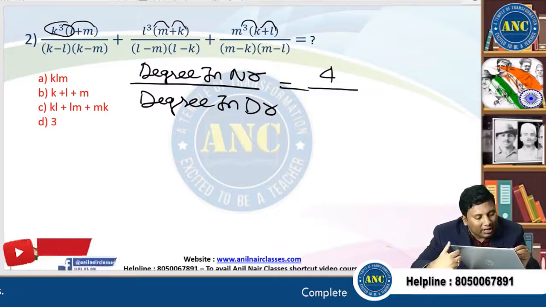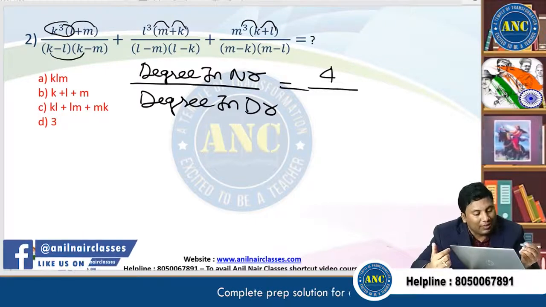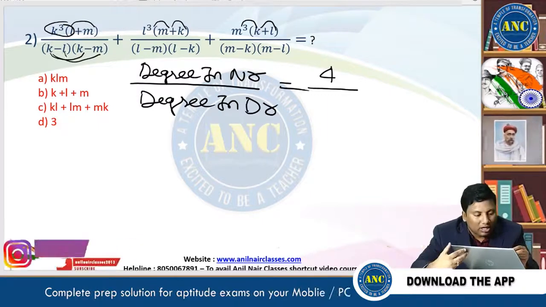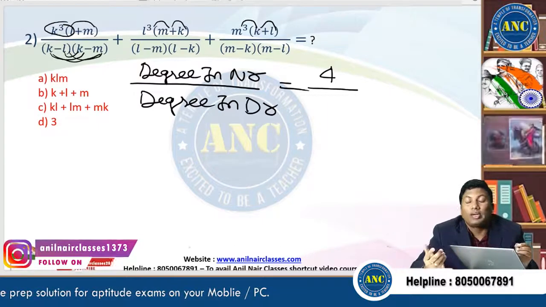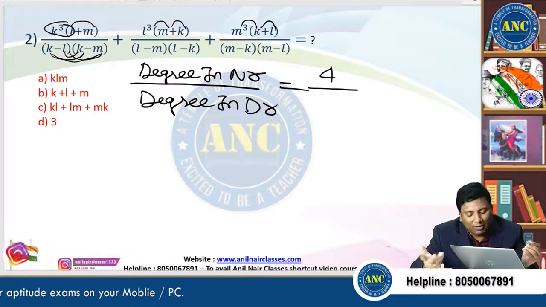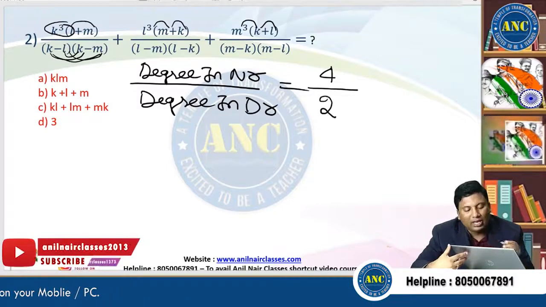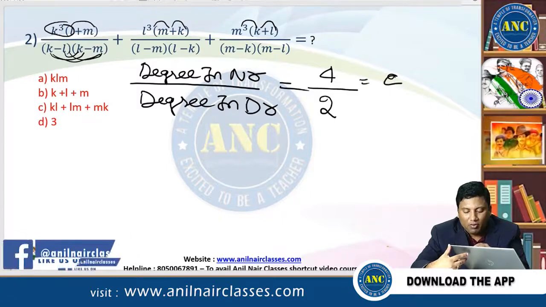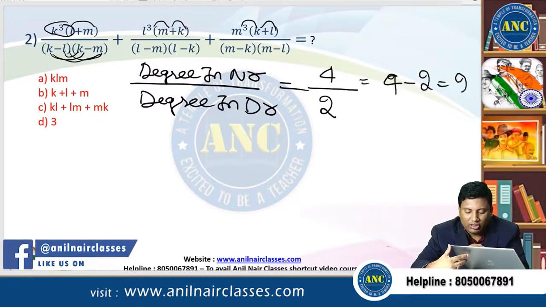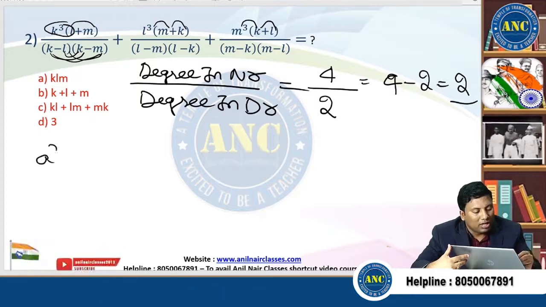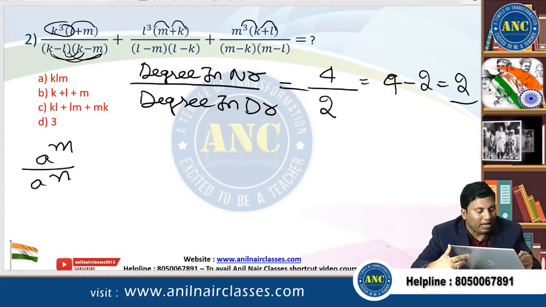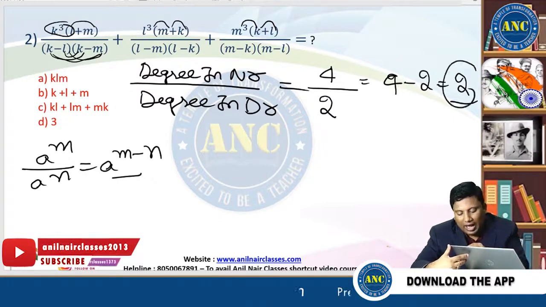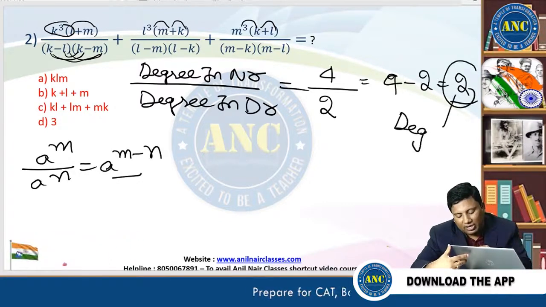Degree in the denominator: K into K, K square. K into M, K power 1, M power 1, 2. Here also 2. Here also 2. Maximum of 2, 2, 2, 2 is 2. If degree in the numerator is 4 and in the denominator is 2, then degree in the rational function will become 4 minus 2, which is nothing but 2. Why? Because a power m by a power n is nothing but a power m minus n.